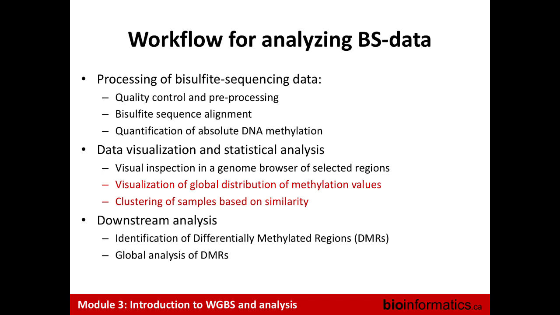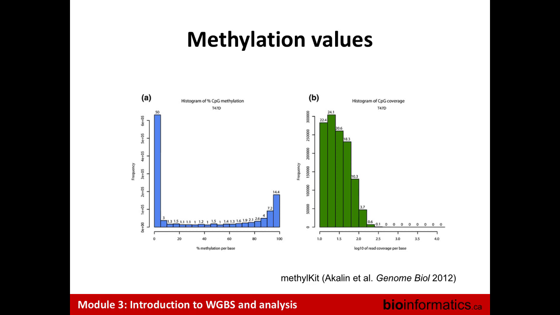Another thing that we won't do in the lab, but that's helpful, is to look at the global distribution of methylation values and do clustering of samples based on similarity and things like that. So this is exploratory analysis using the methylated regions. Once you've extracted the distribution of methylation values across the different CpGs, what's the distribution of methylation that you're getting? You expect a distribution a bit like this, where many CpGs are unmethylated, and then you have from highly to more intermediate methylation levels.